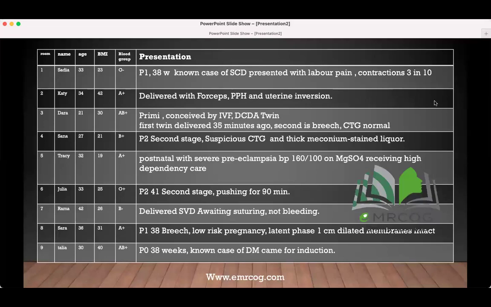Okay, and now we have case number 4. In case number 4, what is the situation here? I have a situation of suspicious CTG plus a fetal risk factor, which is thick meconium-stained liquor. Nowadays, my friend, what is the management of a suspicious CTG plus maternal or fetal risk factor? Can you please remind me of the new guideline?